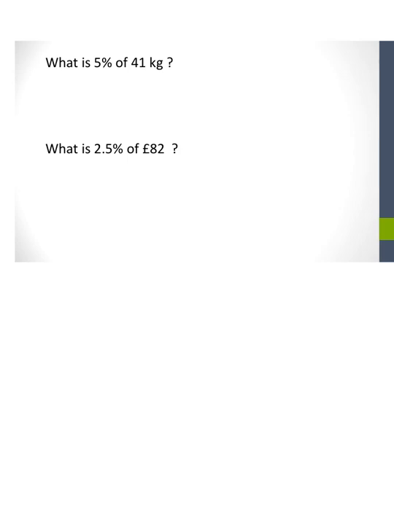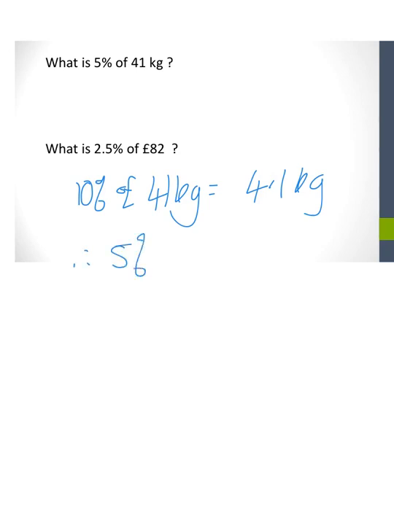In the first example on this page, we want 5% of 41 kilograms. So I know that 10% of 41 kilograms I would divide by 10 to give me 4.1 kilograms, and therefore 5% is going to be half of that. It's going to be 4.1 kilograms divided by 2, which is going to be 2.05 kilograms.